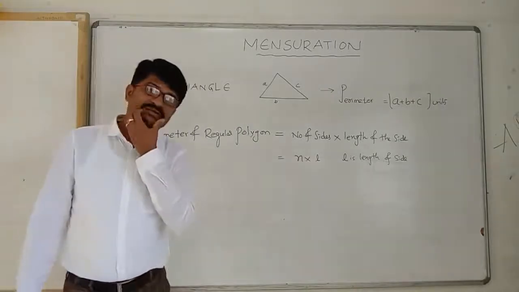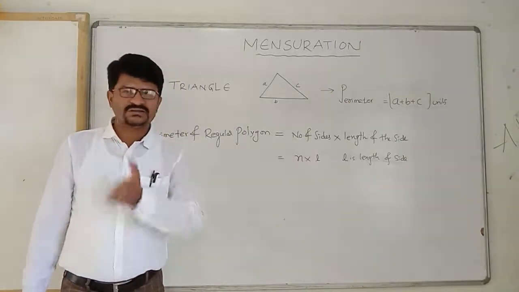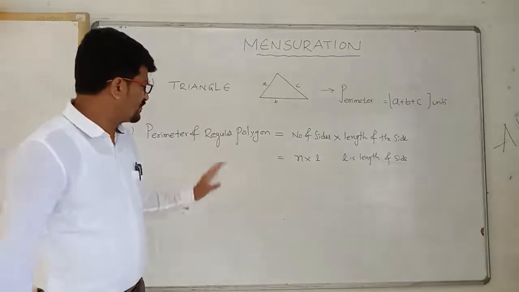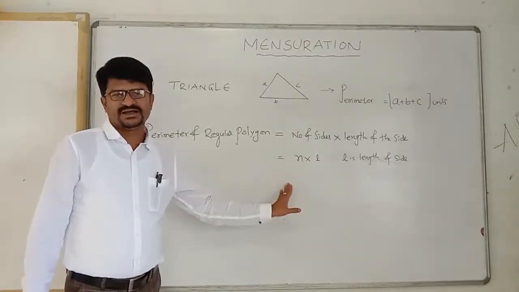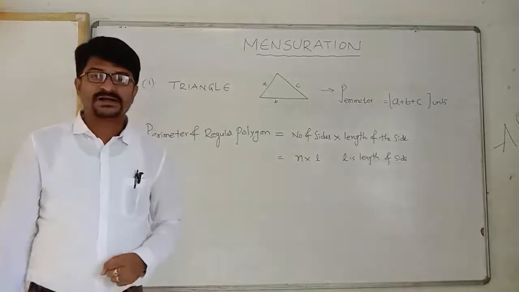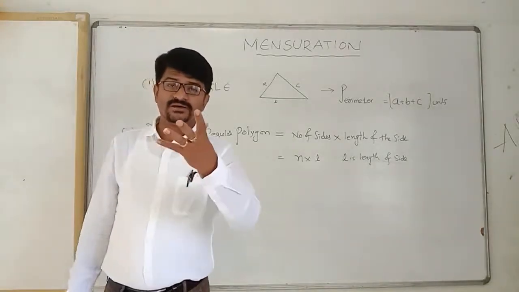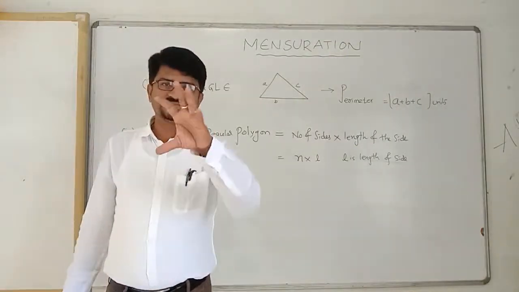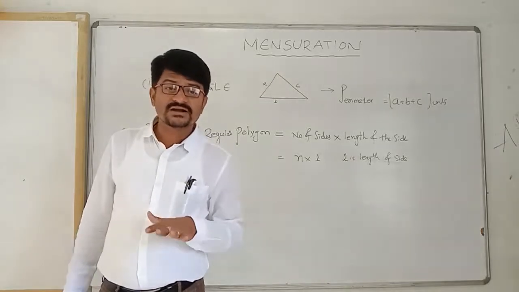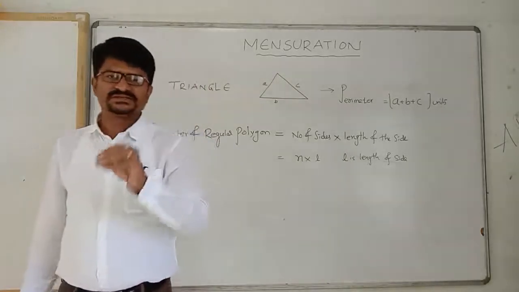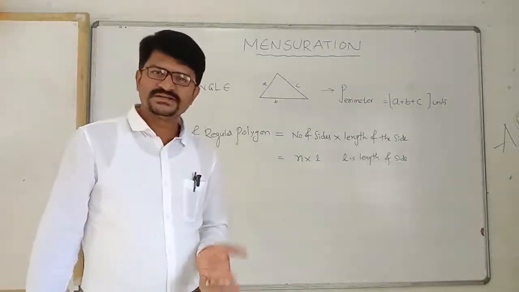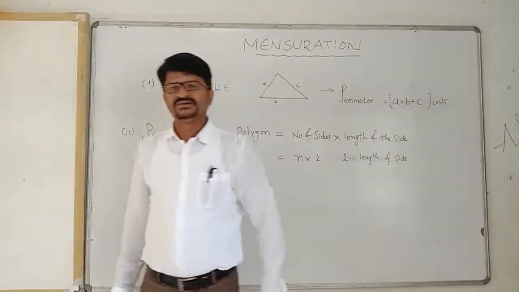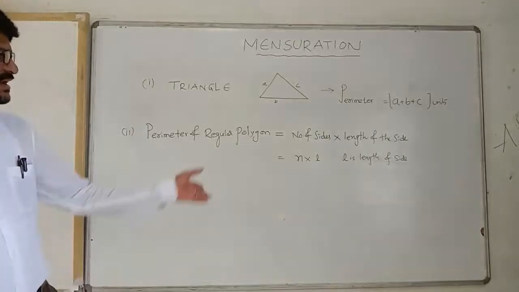Now, for example, equilateral triangle. Equilateral triangle means all the sides are equal. All the sides are equal means how many lengths will we have for a triangle? 3. Therefore, perimeter of equilateral triangle is 3L or 3S. Next, perimeter of regular pentagon. Pentagon means 5 sides, 5 into L. Hexagon means 6 sides. Regular hexagon only, not hexagon, regular hexagon. So hexagon means 6 into L, like that. Okay, is it clear? That is why the common formula I have given here: number of sides into length of the side. So number of sides n, so n into L.